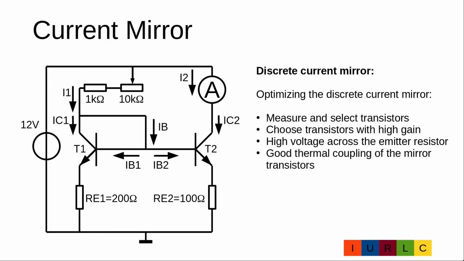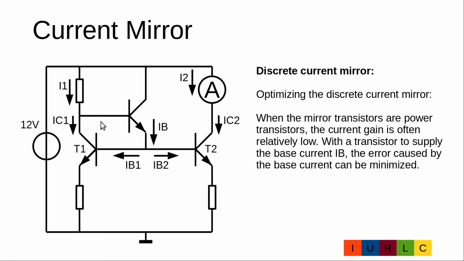For optimizing the discrete current mirror, the following topics should be considered. Use selected transistors with good matching parameters. Choose transistors with a high gain. Design the circuit with a high voltage drop on the emitter resistors. And most important, ensure a good thermal coupling of the mirror transistors.